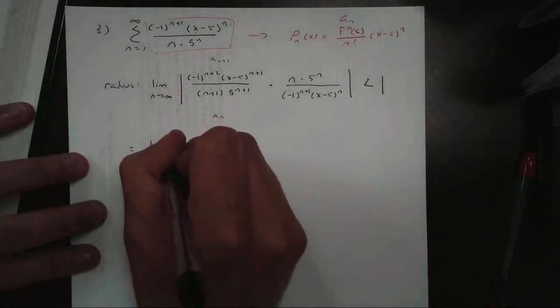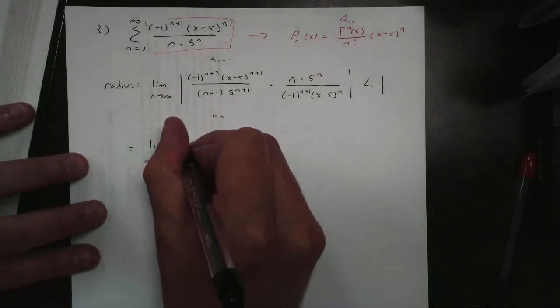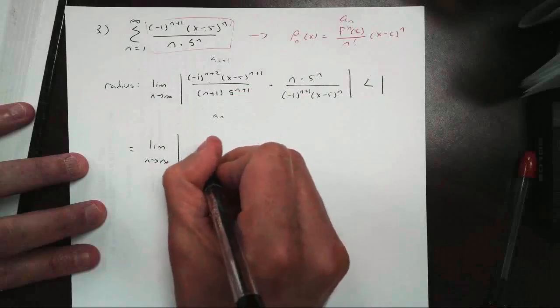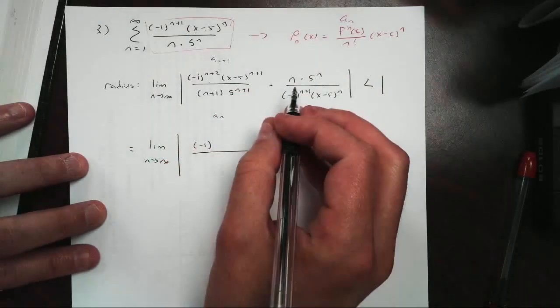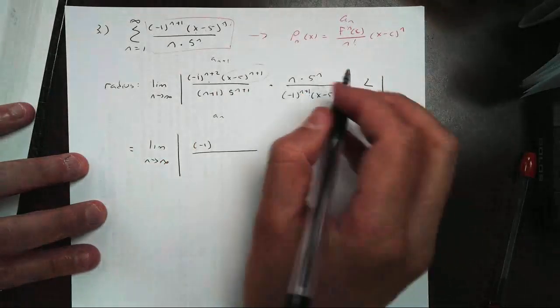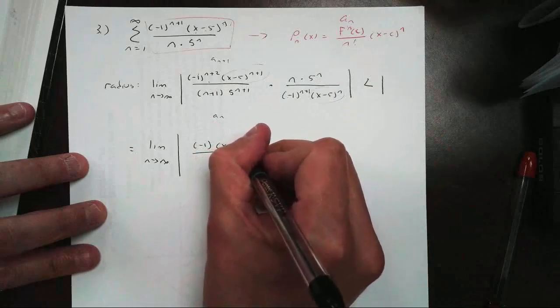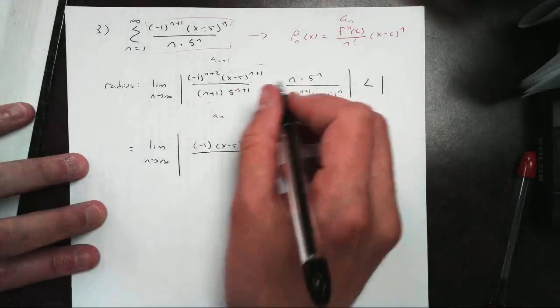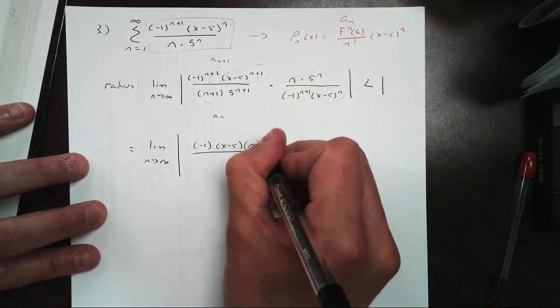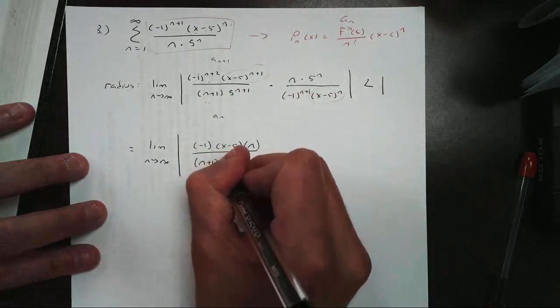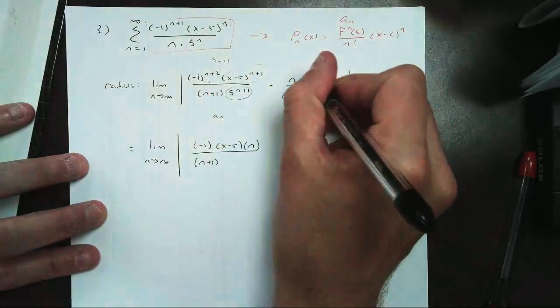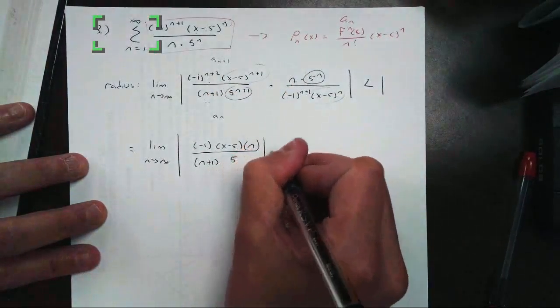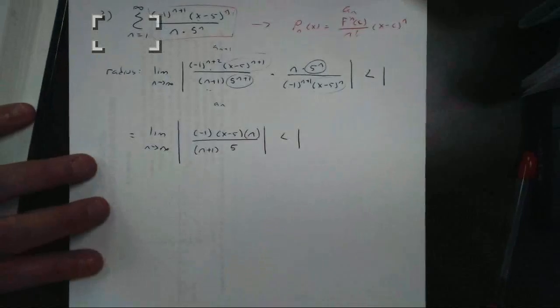So I'm going to simplify this. A little bit of algebra goes a long way. We're going to be left with negative 1 on top. Looking at the x minus 5s, it looks like we'll be left with an x minus 5 on top as well. Looking at the n's, I really can't simplify those, so I'm left with an n on top and an n plus 1 on bottom. Looking at the 5 to the n's, it looks like we're left with a 5 on bottom. This must be less than 1.